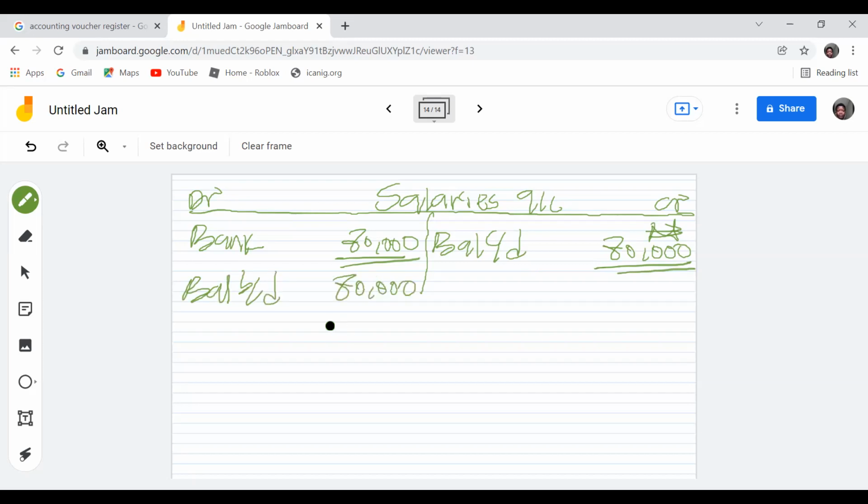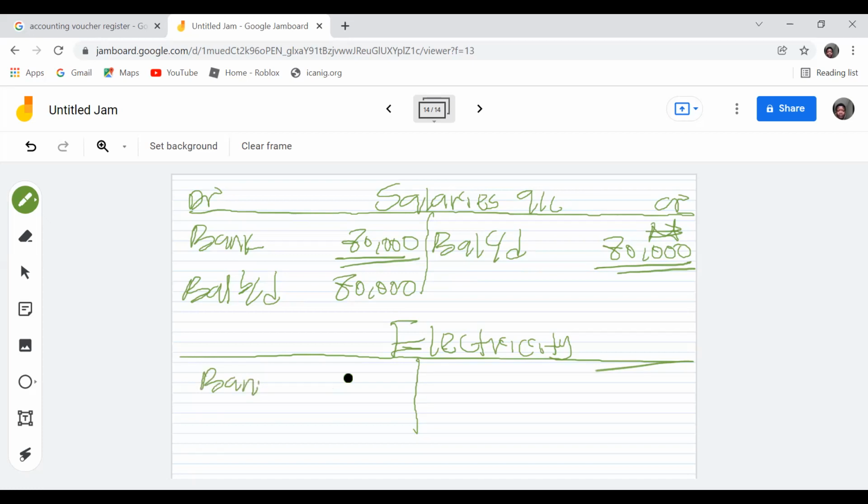Then you also paid electricity. I'm also going to have a ledger for electricity. Electricity was paid by bank as well, and that one is 10,000 naira. So balance c/d of 10,000 naira. You close the account.